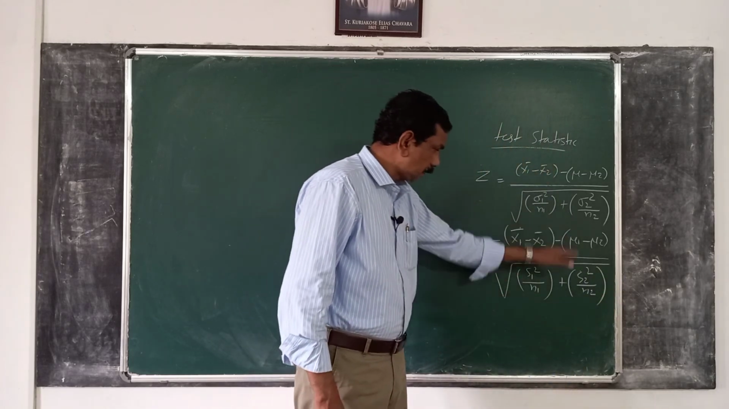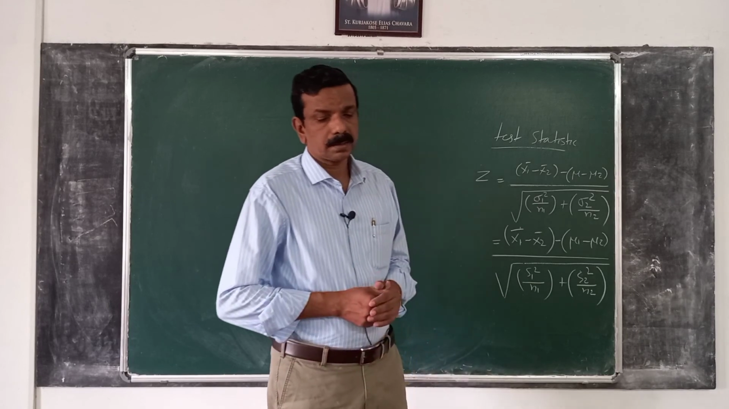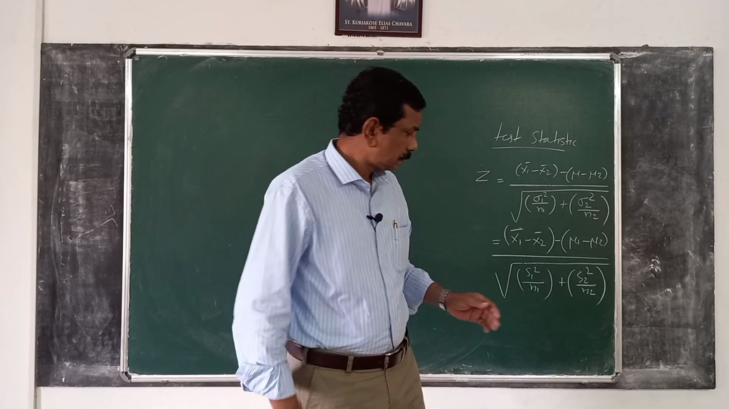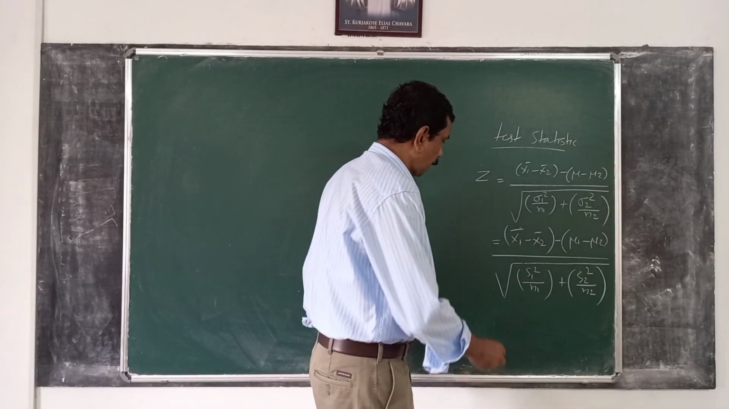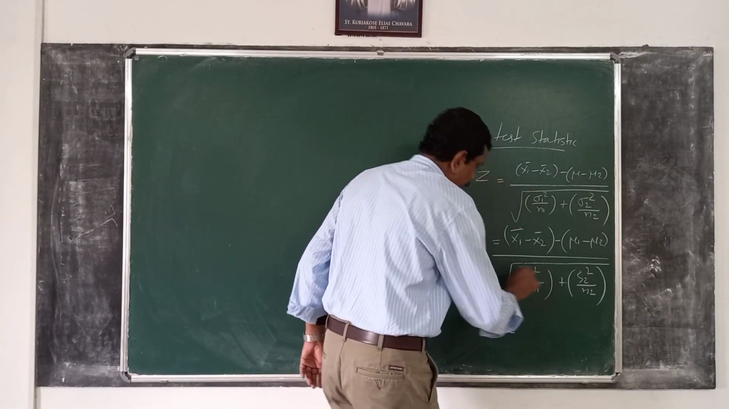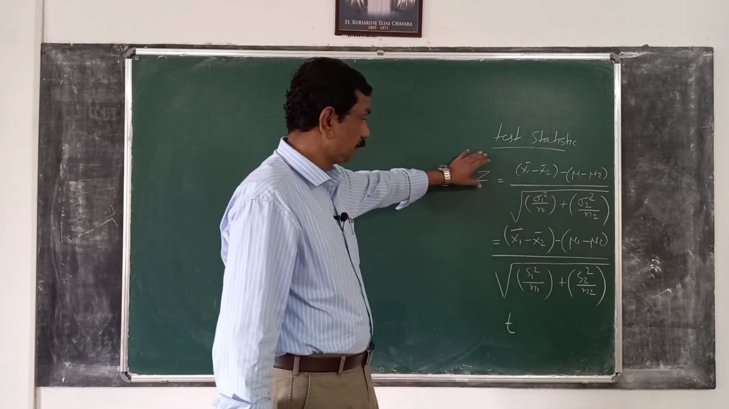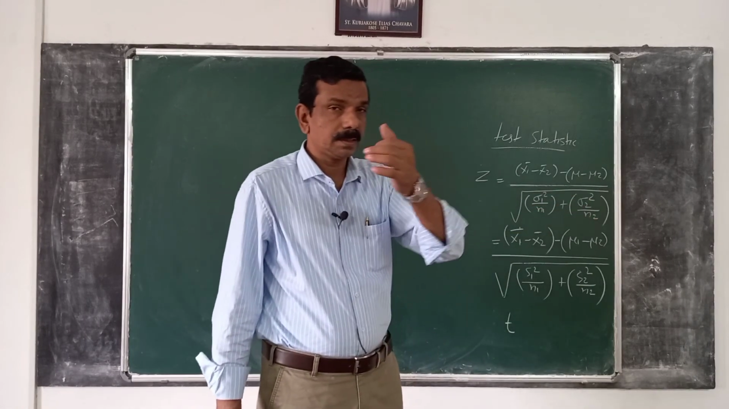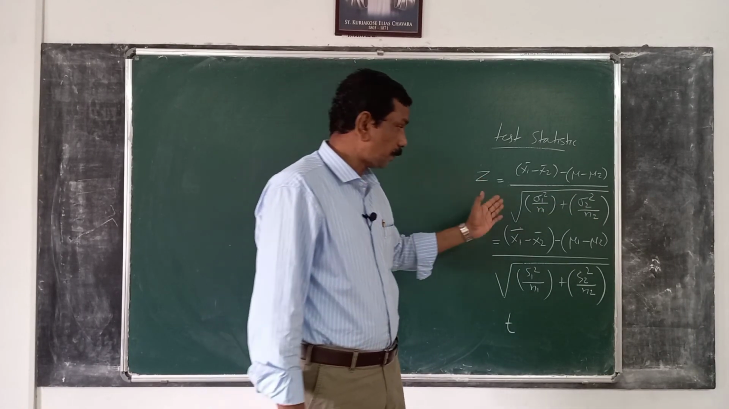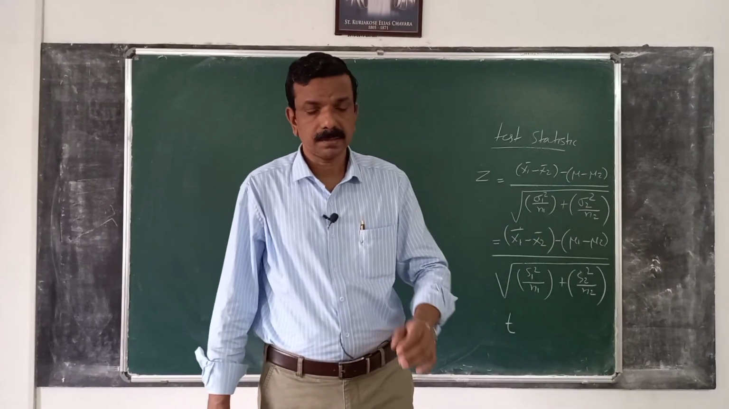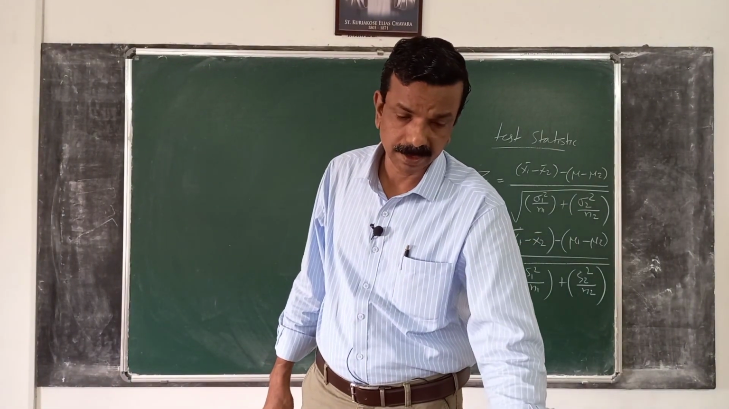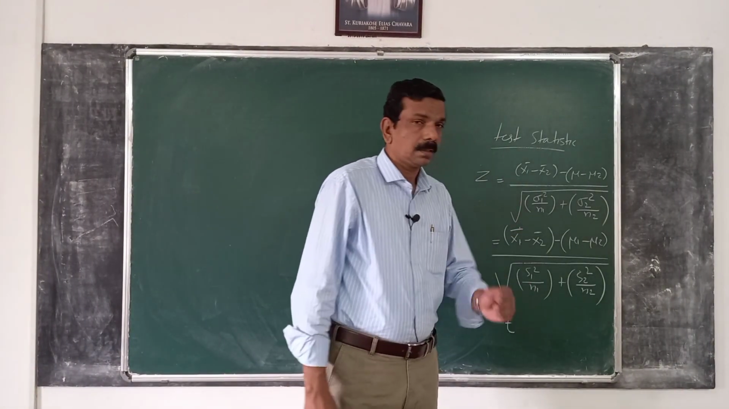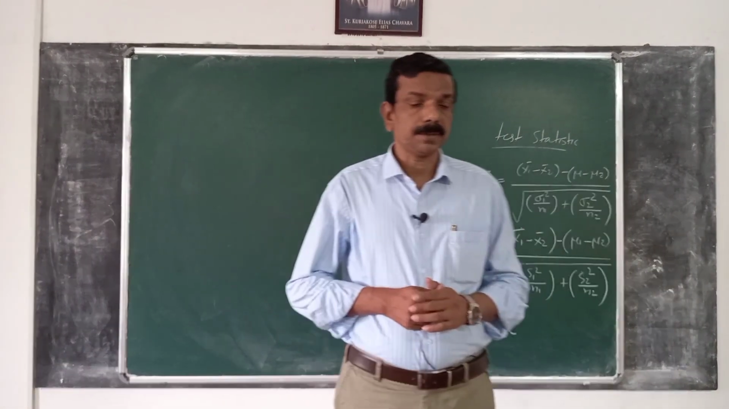Now this quantity can act as a test statistic because this quantity has a t distribution. As we have seen, when the population variances or standard deviations are replaced by sample variances or sample standard deviations, then Z is converted into t distribution.